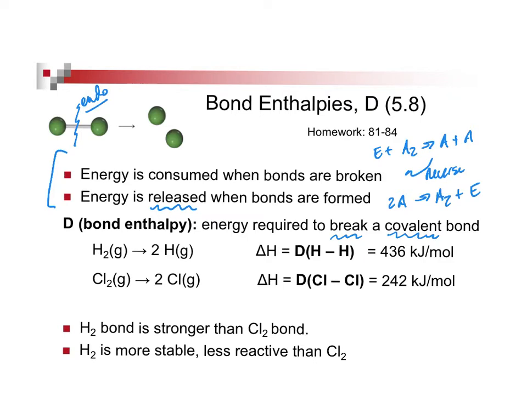If I break a hydrogen bond, it costs 436 kilojoules. If I break a chlorine bond, it costs only 242 kilojoules. So what that tells me is the H2 bond is stronger than the Cl2 bond because 436 is a bigger number than 242. It also implies that hydrogen is a more stable molecule. It's less reactive than Cl2. So if you take anything away from this chapter that you're going to use someplace else, I would say it's found on this first slide.